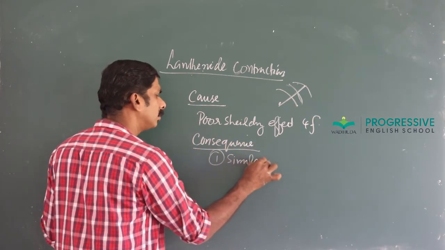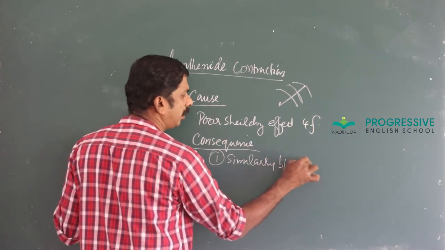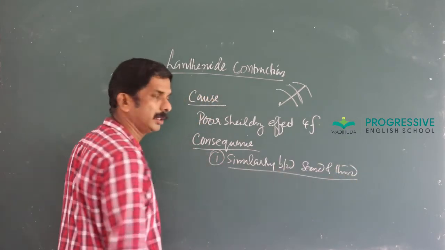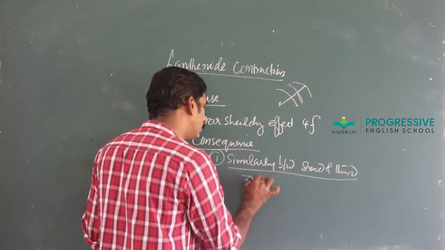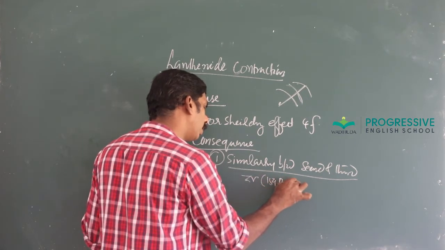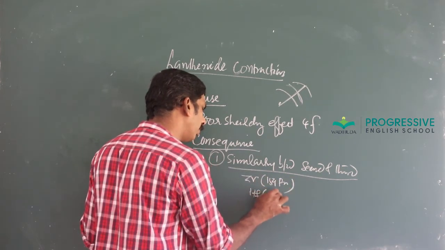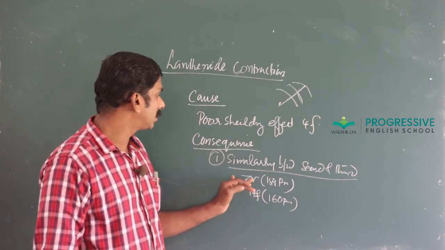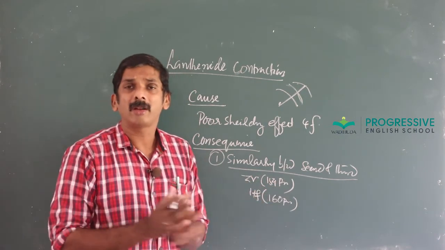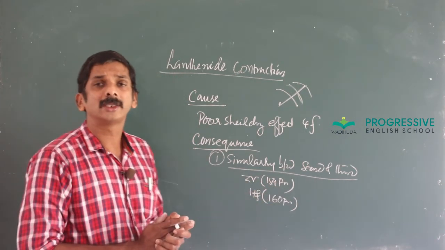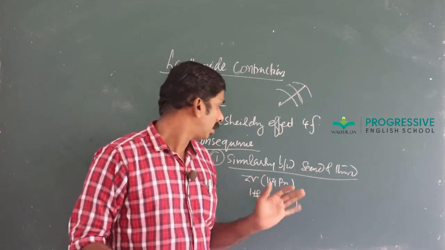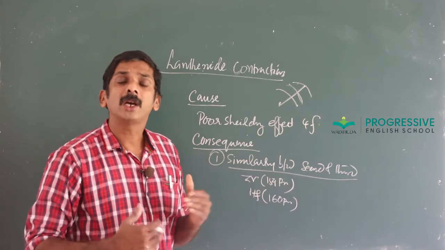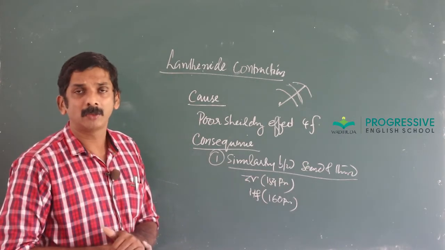Similarity between the second and third transition series. You know, zirconium has an atomic radius of 159 picometer, hafnium 160 picometer. Due to this lanthanide contraction, the second and third transition series exhibit identical size, so that we cannot easily separate the transition metals.